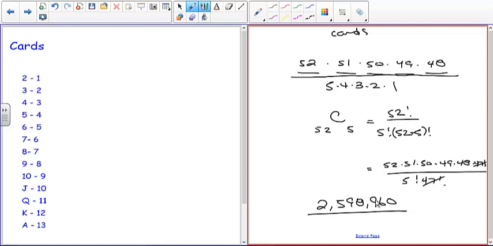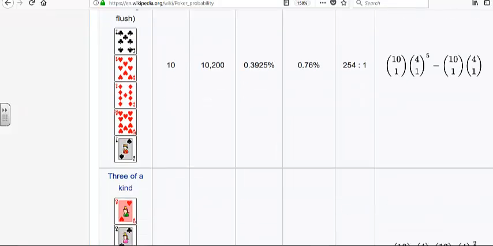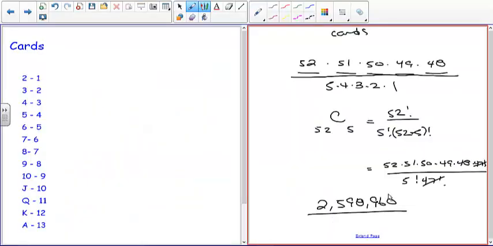And 4 of those hands are royal flushes. So if we go back to Wikipedia here, you can see the odds are 1 in 649,730, much better than the lottery. If you go all the way down to the bottom, the total number is 2,598,960, which is exactly what we got here. So that's the easiest number to get for cards, to figure out the total number of possibilities.